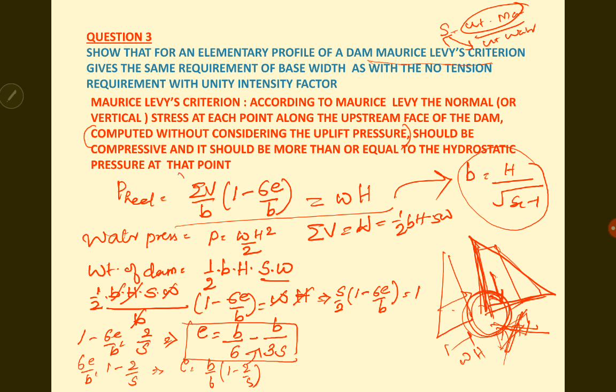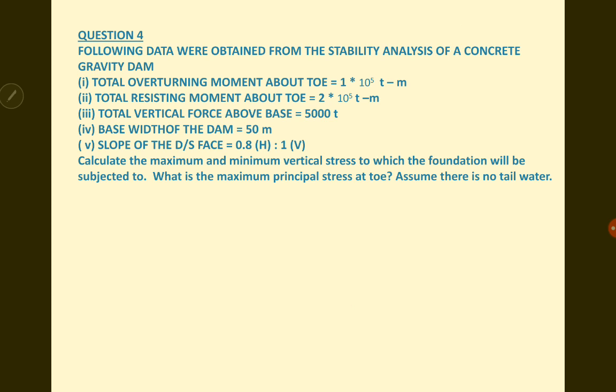So, you can just equate them and you can find out the value of E using this criteria, and also you can take the moment about the point where the resultant passes through, and you can find another equation for E and equate these two equations for E, and then you can find that the value of B will be the same as what you required, that is H by root of SC minus 1. Okay. So, this is question number 3. Hope you understood this one.